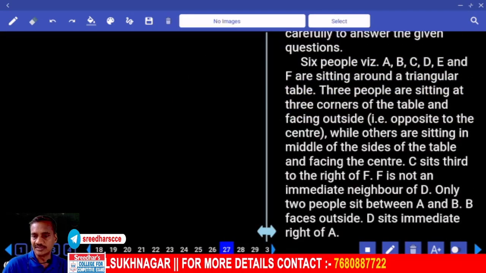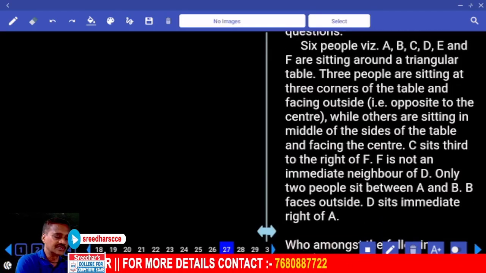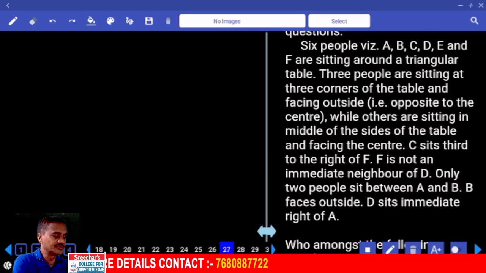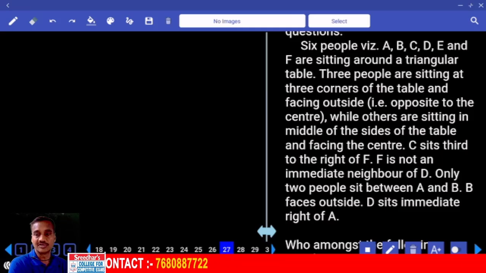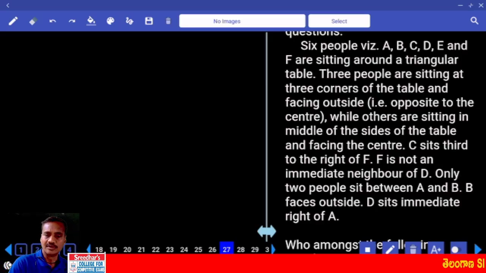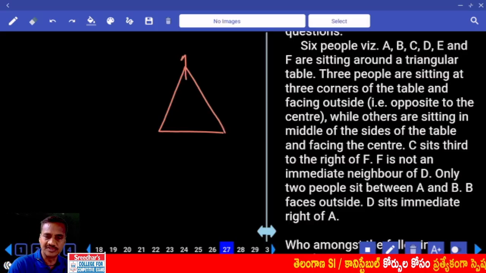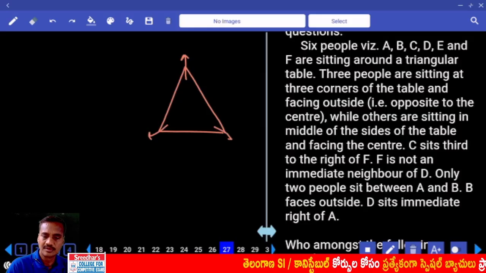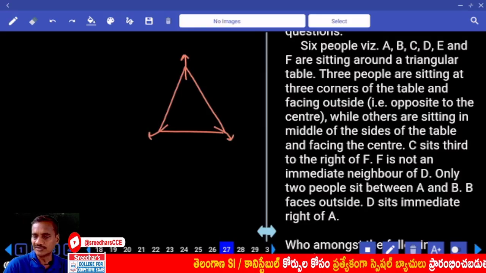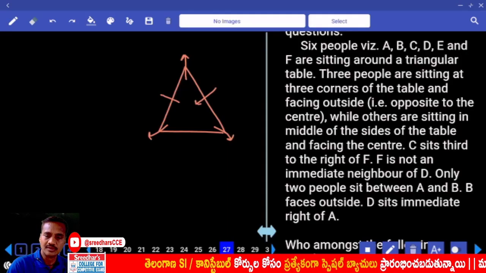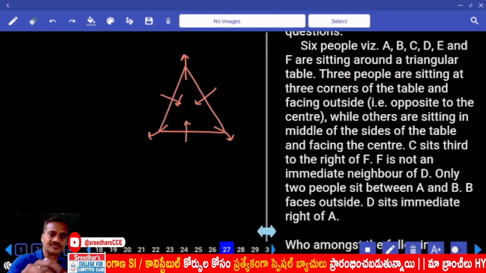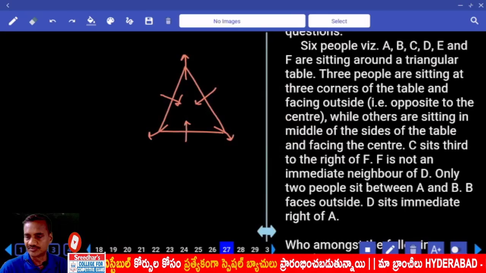Now here in 27, what is given? 6 people seated around a triangular table. They were seated around a triangular table and all the persons are facing outside. Clear? Now how many people are there? 6 persons. Now of these 6 persons, 3 people are sitting at the corners of the table and they are facing away from the center, while the others sitting in the middle of the sides are facing the center. So 3 at the centers face the center and 3 at the corners face away from the center.